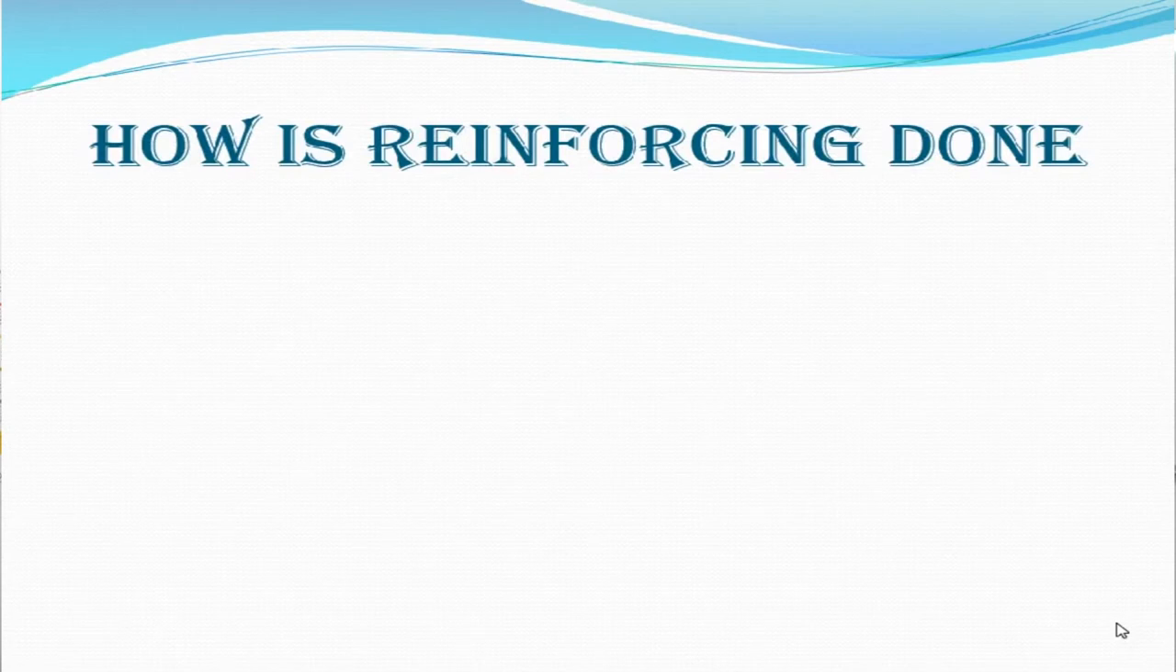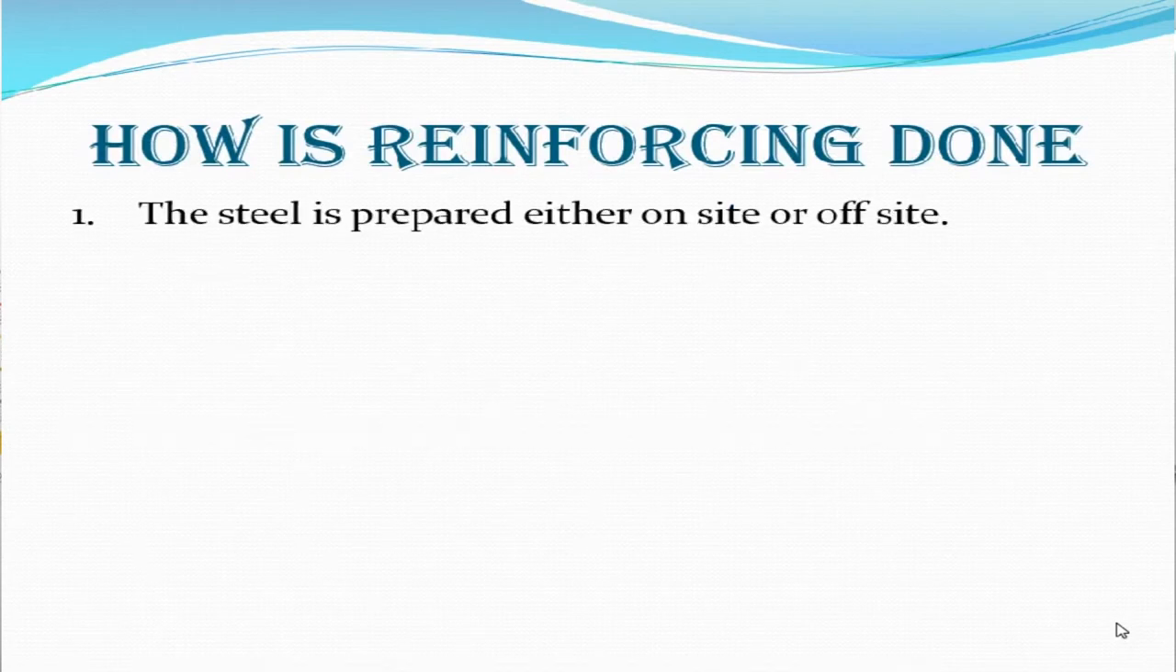How is reinforcement done? The steel is prepared either on-site or off-site. Remember, we spoke about the engineer? The engineer gives us a drawing, a detailed drawing of the steel that is required. Once we've got the detailed instruction of the steel, it will tell us the thickness of the steel that is required. It will tell us the length of the steel that is required. It will tell us the design and what we need to use to reinforce the concrete. So the structure for that is prepared either on-site or off-site.